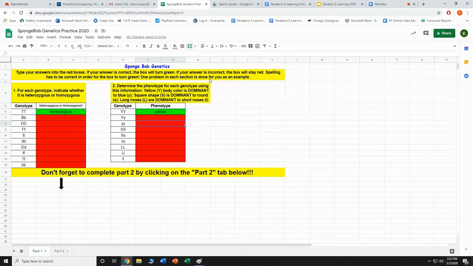So let's do this one as an example over here, just to kind of show you how it works. It says determine the phenotype for each genotype using the following information. Big Y is for yellow, and it's dominant to blue, which is little y. Square shape is S, which is dominant to round, which is lowercase s. Long noses, big L, are dominant to short noses, little l. So this guy right here, because of this genotype, is it going to be yellow or is it going to be blue? Take a second, think about it. Let's see if you get it right.